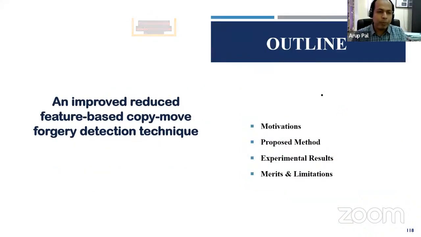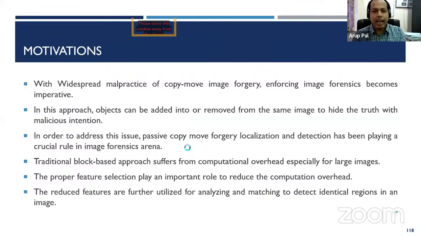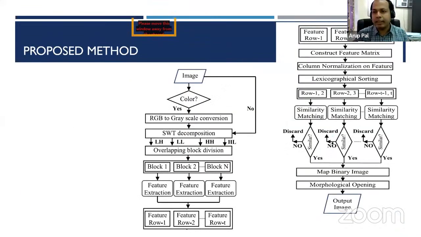So here we want to propose an algorithm called the improved reduced feature vector based copy-move forgery detection technique. Here we follow this kind of algorithm. We initially take the stationary wavelet transformation, which captures the invariant features. That means it is not that only one particular orientation of the image will be obtained; you can find different orientation content in this process.